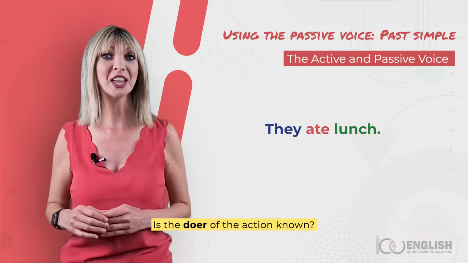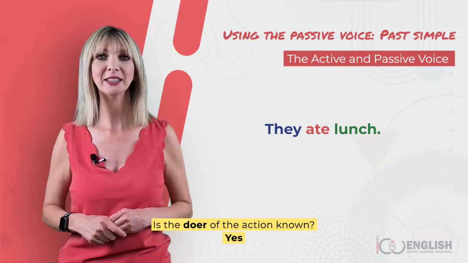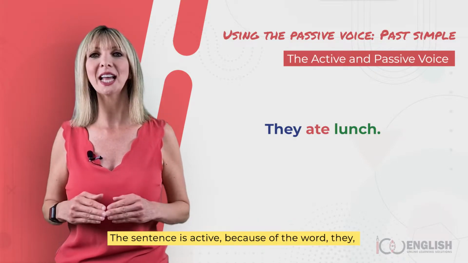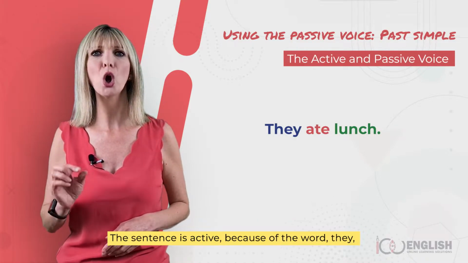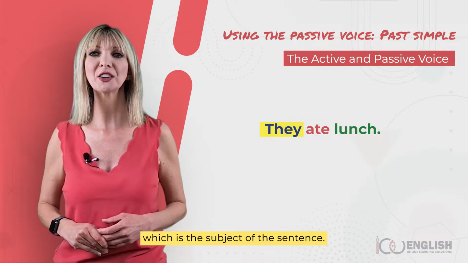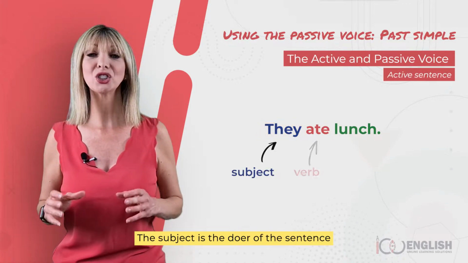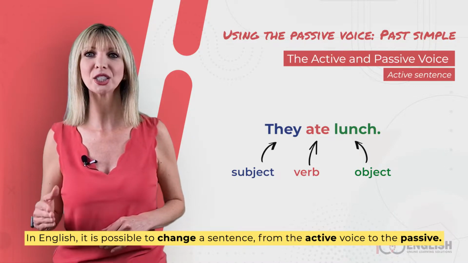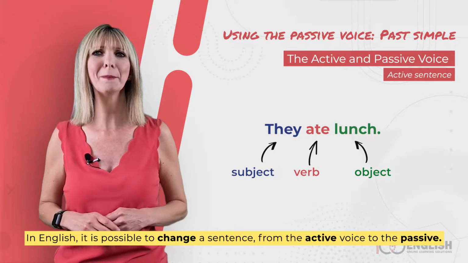Is the doer of the action known? Yes. Is the doer important? Yes. The sentence is active because of the word they, which is the subject of the sentence. The subject is the doer of the sentence. In English, it is possible to change a sentence from the active voice to the passive.